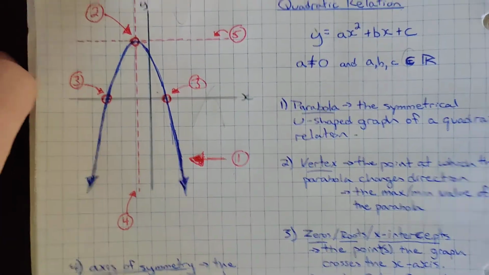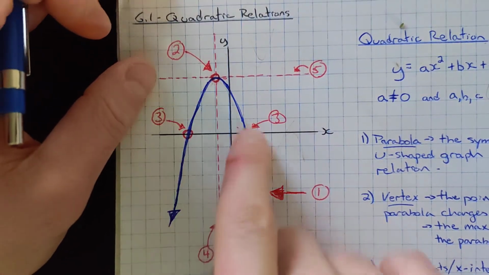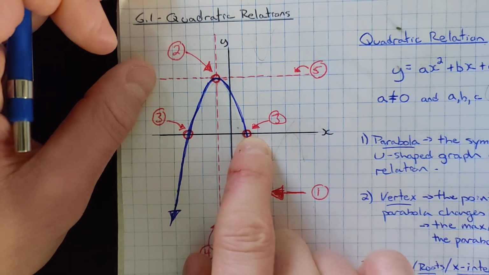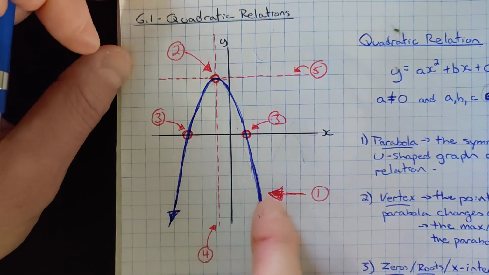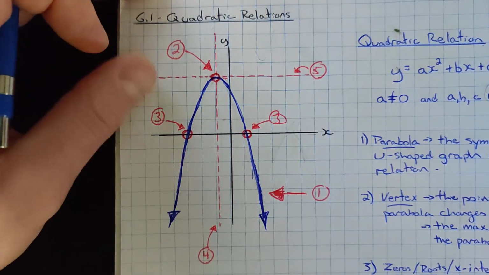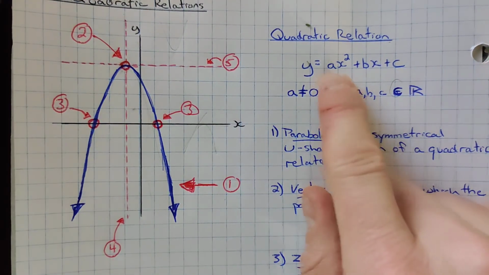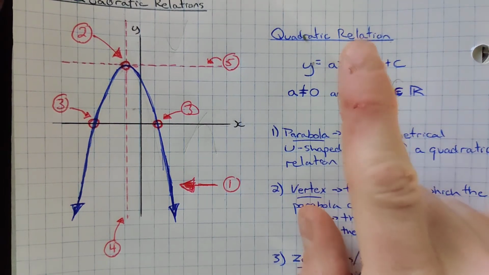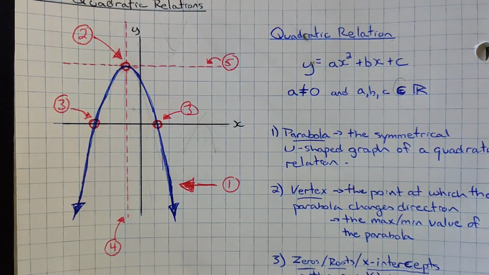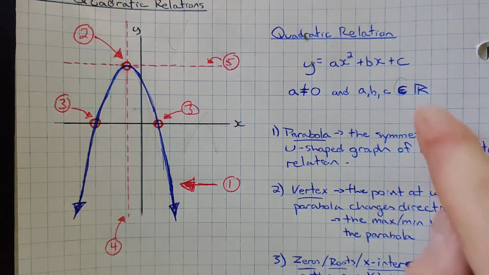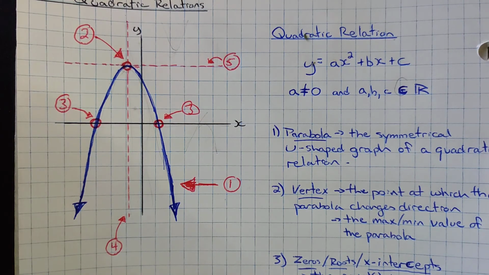So again, make sure you know the different portions of the graph. Be able to look at the graph and label those portions: the vertex, the x-intercepts, roots or zeros, the axis of symmetry, the parabola itself, and then the maximum or minimum value. You should recognize the formula with the x squared. It has to have an x squared in it. If it doesn't have an x squared, then it is not going to be a quadratic. And then the a, b, and c values need to belong to the real numbers. They have to be real numbers.